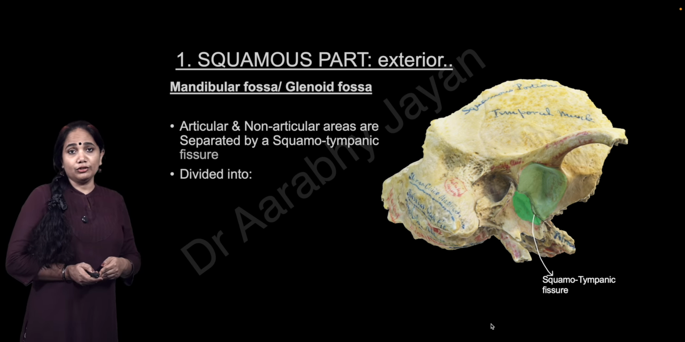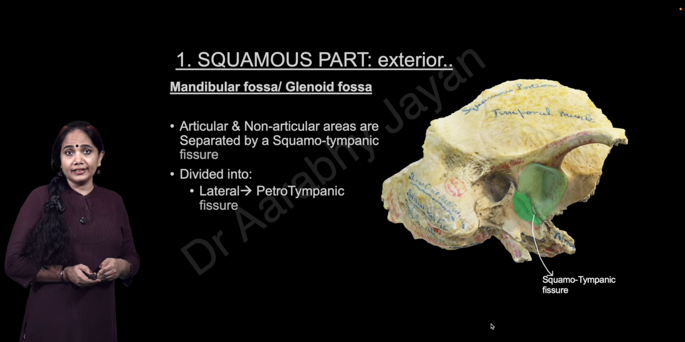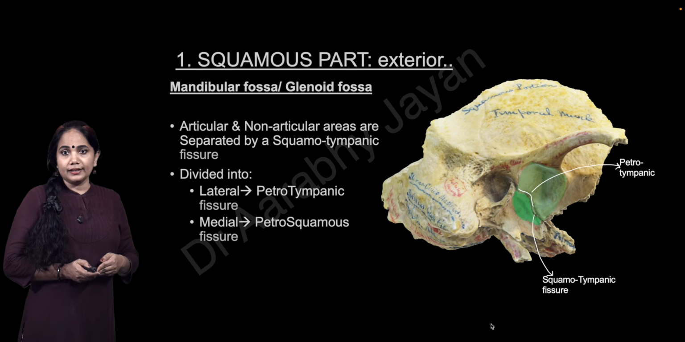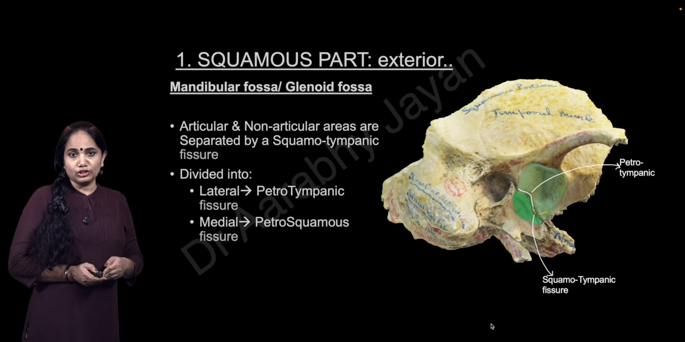The squamotympanic fissure is actually divided into two: a lateral petrotympanic fissure and a medial petrosquamous fissure. There are a few structures passing through the medial end of the petrotympanic fissure, such as the anterior tympanic artery and the anterior ligament of the malleus, and these are located in the petrotympanic fissure.